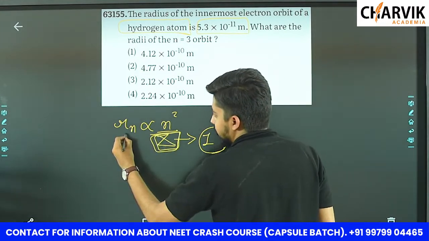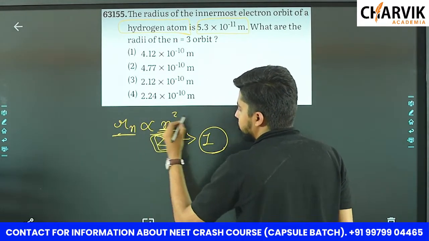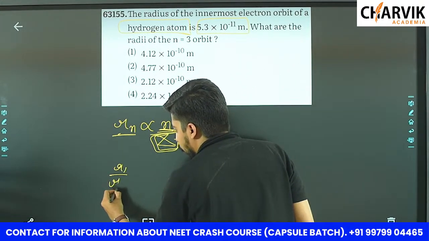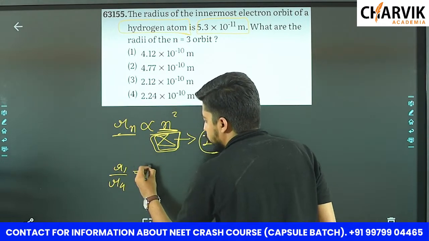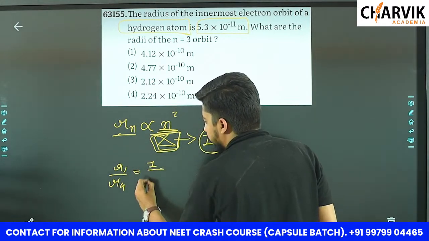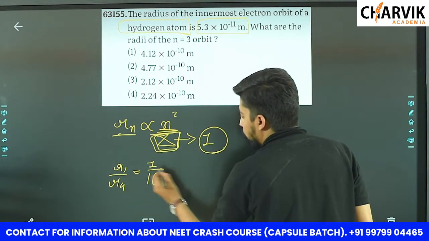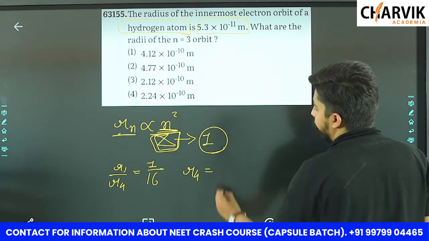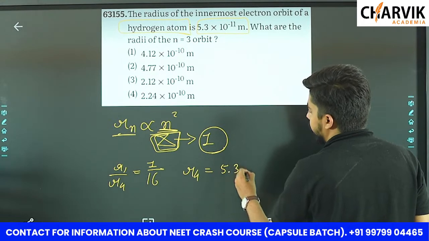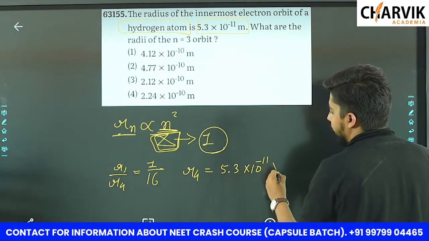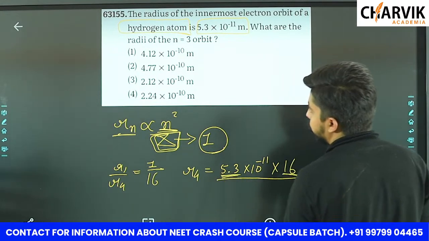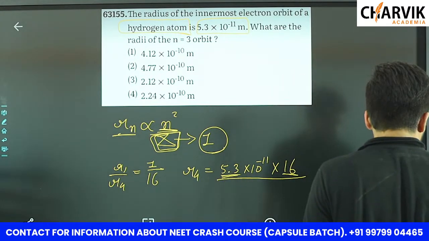We can simply say Rn is directly proportional to n square. So R1 divided by R4 will be equal to the square of 1 divided by the square of 4, that is 16. Fourth is what they are asking. So R4 is equal to R1, which is 5.3 into 10 raised to minus 11, into 16. So 16 fives are 80. Okay, we are not getting the answer.